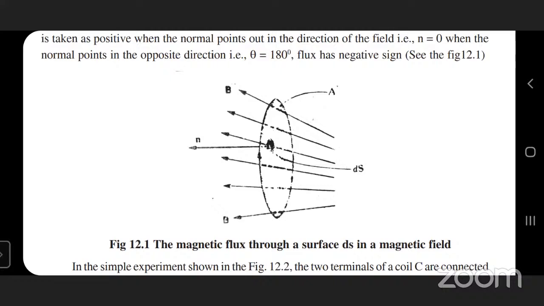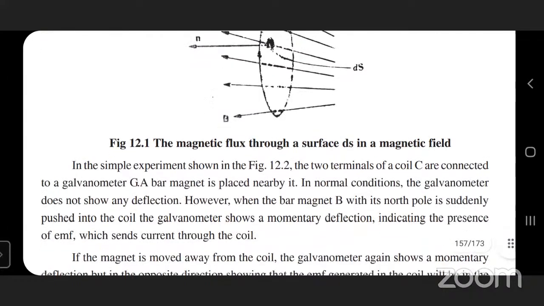Capital A is the total area of the loop. The number of lines passing perpendicular through the infinitesimal area dS is called the magnetic flux, phi B. Therefore, with respect to the equation, phi B equals the surface integral of B dot dS. That is the case.